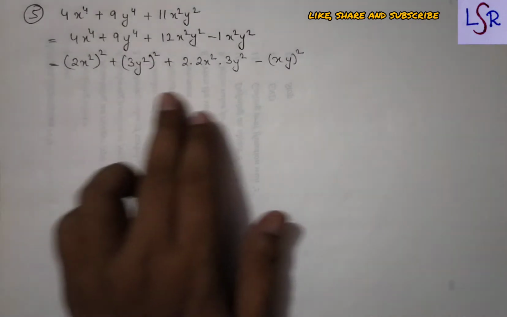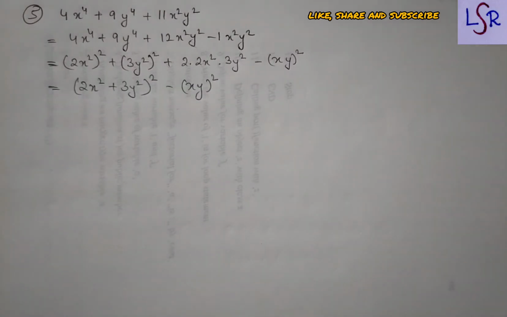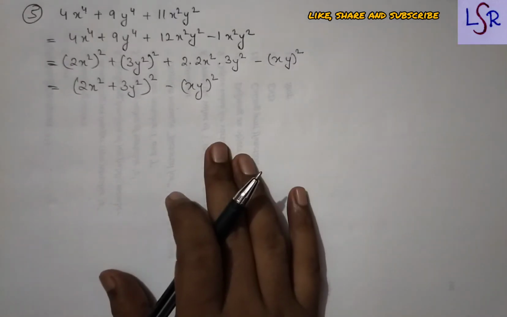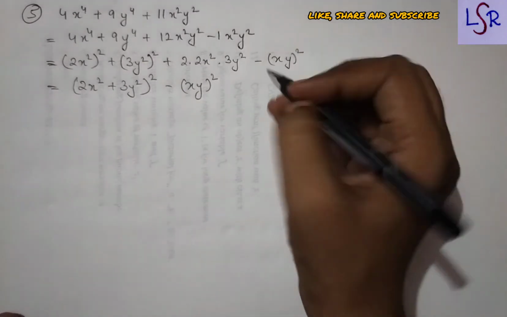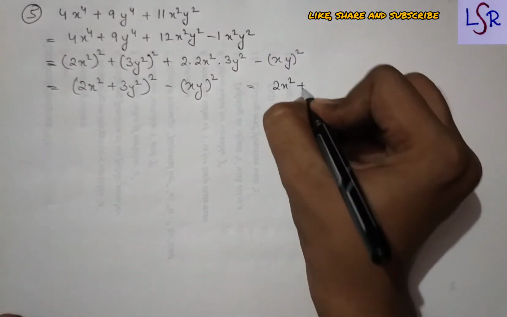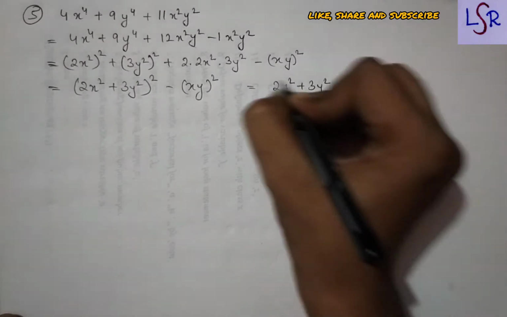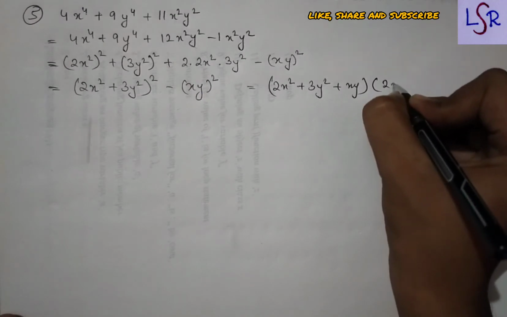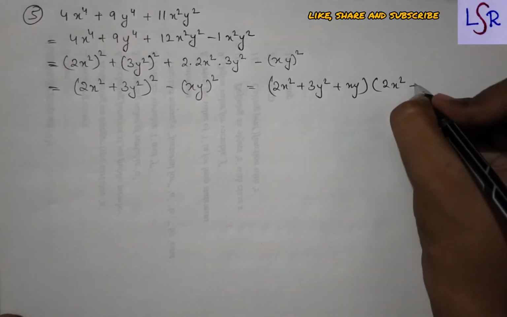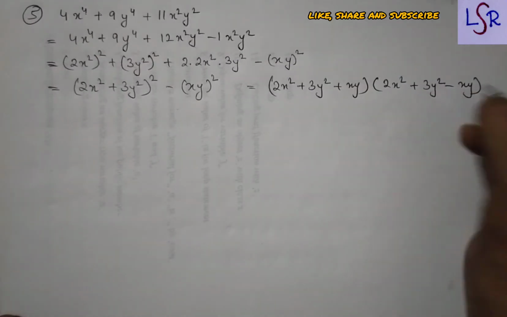Now this whole can be written as a plus b to the whole square, and after this we can just write them in the form of a square, a plus b and a minus b, that is 2x square plus 3y square plus xy and 2x square plus 3y square minus xy.